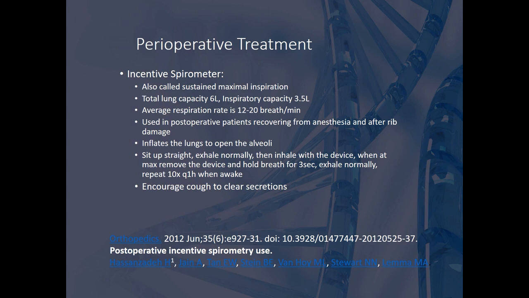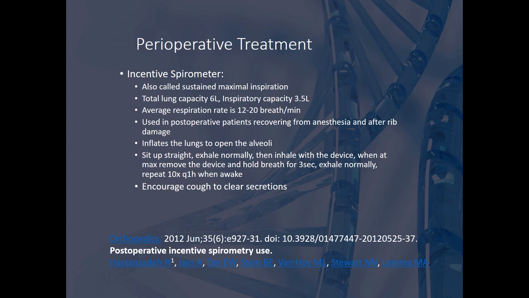How does this affect our perioperative treatment? What can we do to help some of the pathology we just went over, namely atelectasis, pneumonia? Well, incentive spirometer is something we've all heard of and seen. It's also called sustained maximal inspiration. About 3.5 liters of that total 6-liter lung capacity is due to inspiration. Our average respiratory rate we know is 12 to 20 breaths a minute.